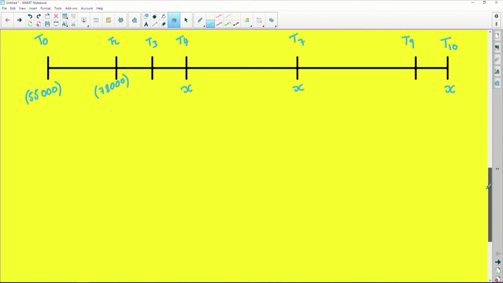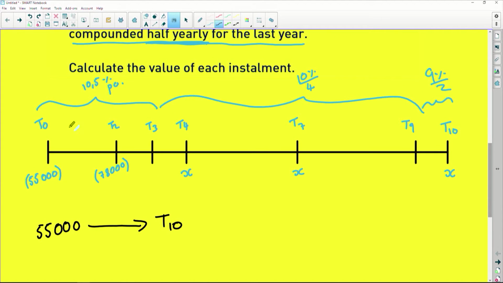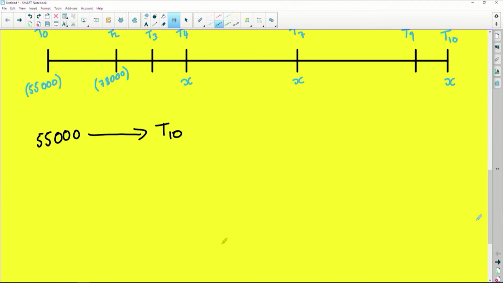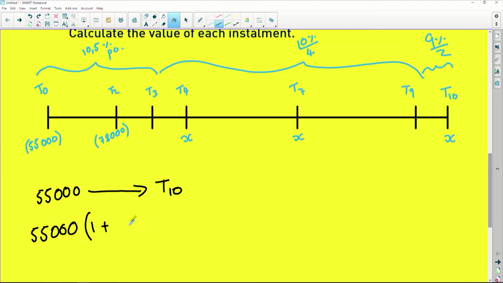So for our first one, I'm going to take the 55,000 Rand and we're going to take that to T10. Now to take that to T10, 55,000 Rand has to go through all of these changes in interest rates until we get to T10. So we're going to write down 55,000 and that's going to go through a process where we're going to have 1 plus 10.5%. And that's going to go for 3 years. So we're going to compound that for 3.